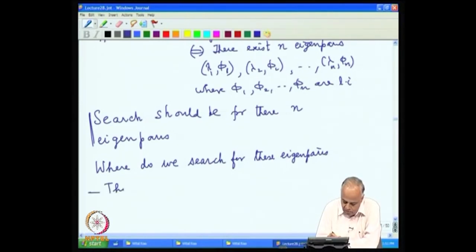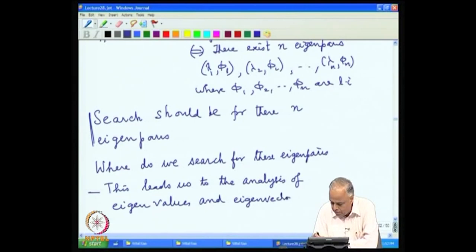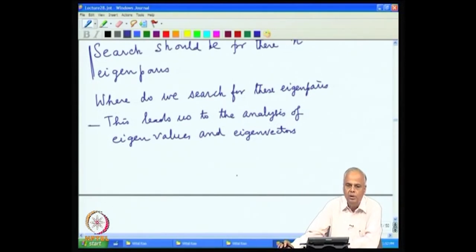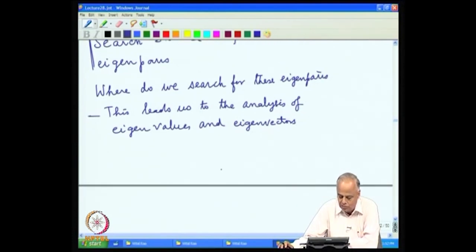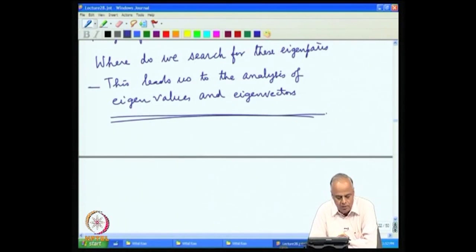So, this leads us to the analysis of eigenpairs, eigenvalues and eigenvectors. This is one of the most important chapters in linear algebra, this notion of eigenvalues and eigenvectors. And in fact, the notion of eigenvalues and eigenvectors with respect to any transformation is going to play a very crucial role in the structure analysis of these transformations, in particular with respect to matrices. So, now our analysis should be with respect to these eigenvalues and eigenvectors.